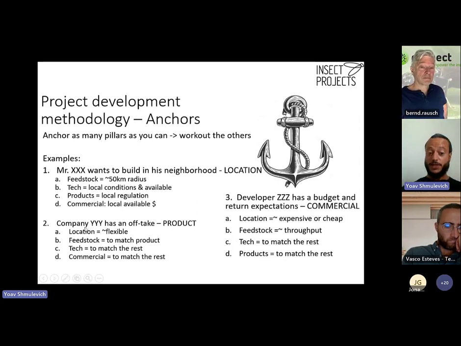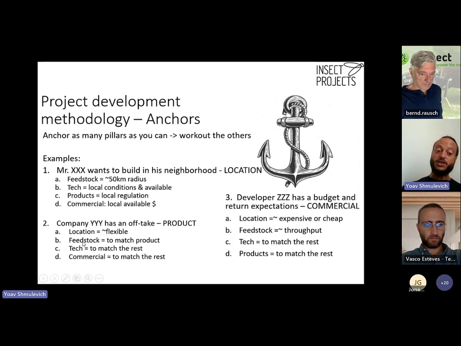Another example is company Y that was very lucky to secure a good offtake agreement. So they can anchor the product pillar. And now once they anchor that pillar, they know they're quite flexible with their location because they can ship their product around. But they can now go and work out their feedstock because the product needs to suit the feedstock, and they can work out the other pillars.